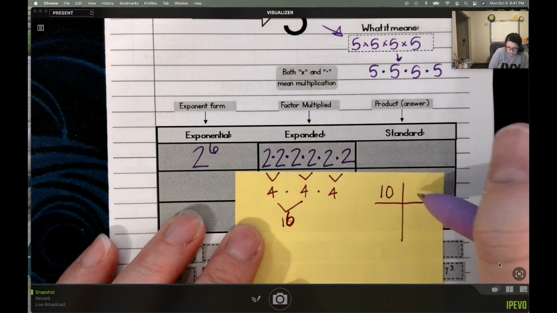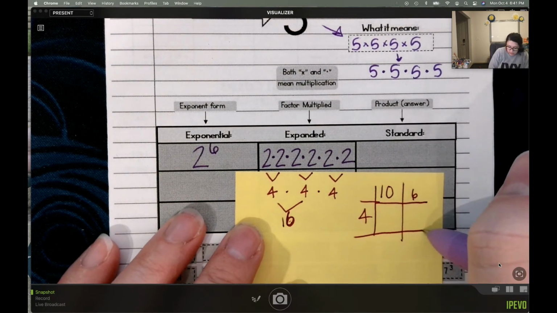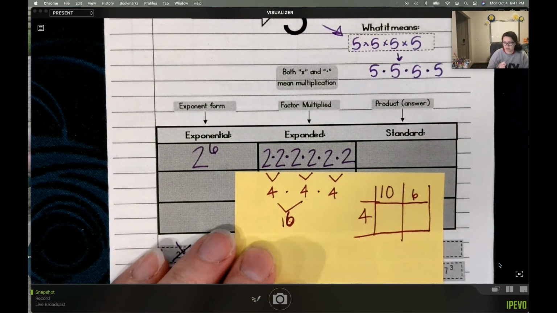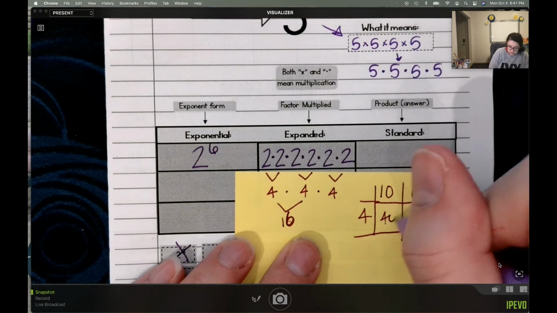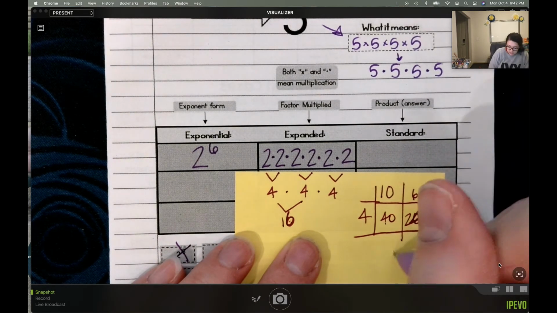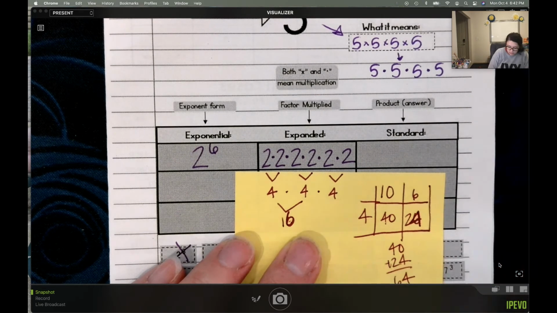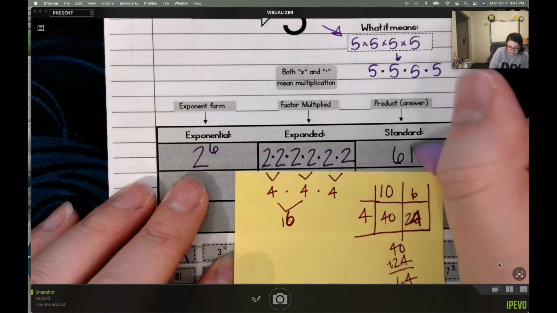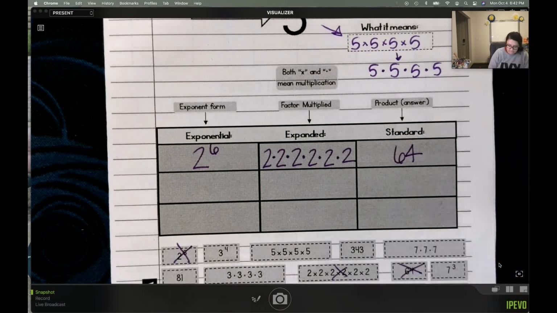16 times 4. I'm going to use this area model to help me multiply. If you forgot how to multiply, it's going to be on our notes today, so you'll get to practice that. 4 times 10 is 40. 4 times 6 is 24. I add those up. 40 plus 24 is 64. So in standard notation, 2 to the 6th power would be 64.